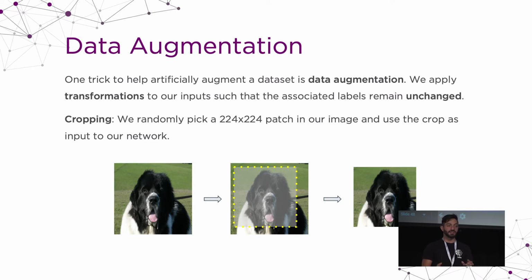And again, AlexNet used this in their original implementation. This is why they used an input of 224 by 224, so that they could use this cropping and artificially augment their data set. And they found that this was a trick that particularly helped for training their network.